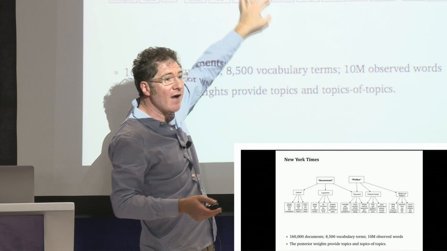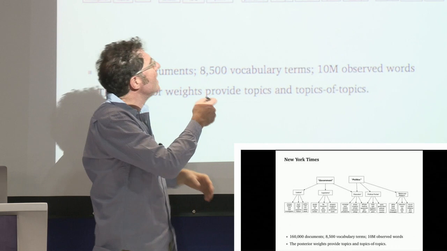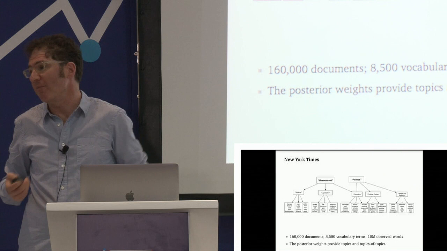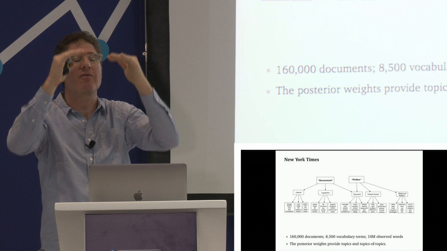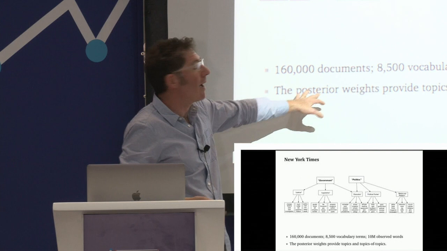But this Z, of course, depends on other Zs. And when is this Z going to be on? Well, this Z is going to be on when this Z is on. All right, and so we kind of name these Zs as dividing up the different parts of the government. Right, the judicial, the legislative, the executive section, the political parties, and media. All right, and so this topic ignites these words. This topic is itself ignited when this topic is ignited. When is this topic ignited? It's ignited when this topic is ignited. Okay, so we describe these topics of topics of topics of topics, finally of words. All right, and so when you condition on a big data set, the posterior weights provide topics and topics of topics.